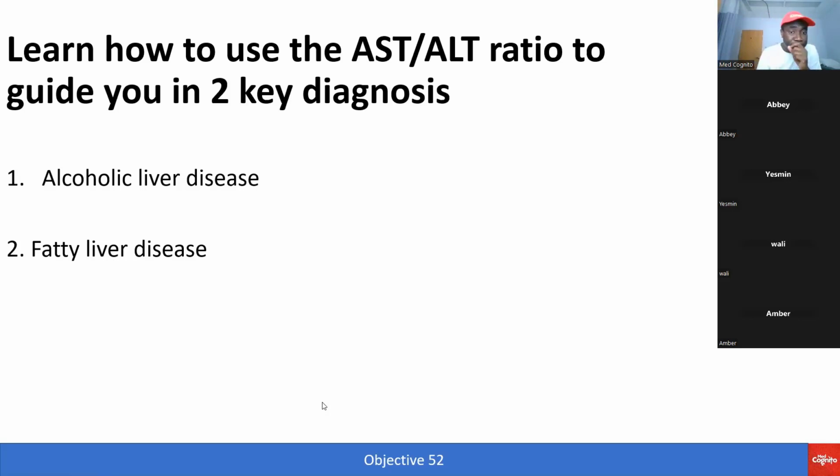Can somebody help us? Alcoholic liver disease, AST will be higher than ALT. In what ratio? I think 2:1. Beautiful. Okay. What about fatty liver disease? ALT is high. Well, we'll see. What does UpToDate say? So please, who spoke? Is it Dr. Yasmin? Yes, doctor. Okay, beautiful. Okay. My ever-present Dr. Yasmin.